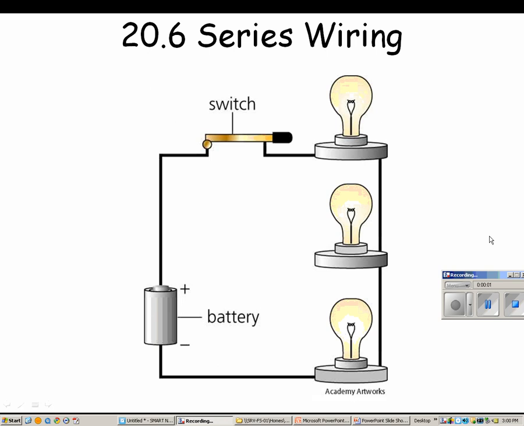In this lecture, we're going to look at the different types of circuits that might show up. We're going to look at a series circuit first. You'll notice here that we have a battery connected to a switch with 3 light bulbs, and they're all connected in series. In other words, they are connected one right after another. If you turn one light bulb off, the rest of the light bulbs will turn off as well.